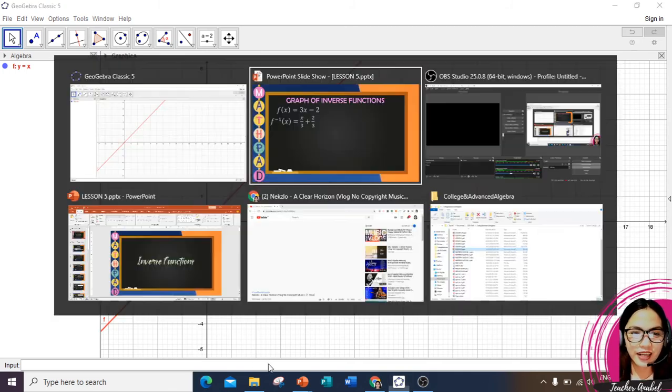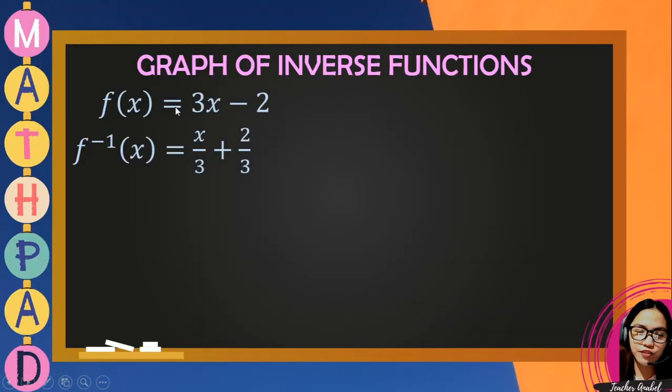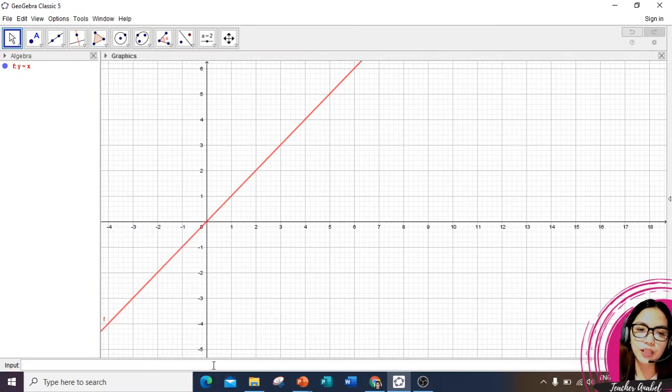Okay. So, let us graph the first function. We have f of x is equal to 3x minus 2. You can use f of x or simply y. Pwedeng y na yung gamitin natin. Wait lang, hindi ko magana yung keyboard ko.